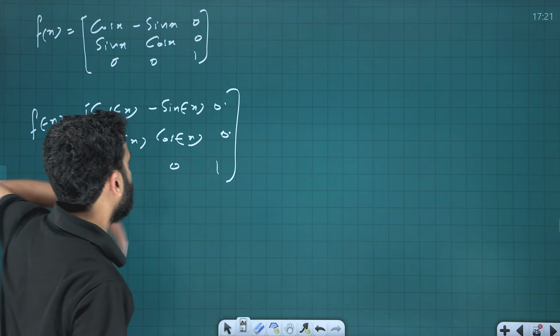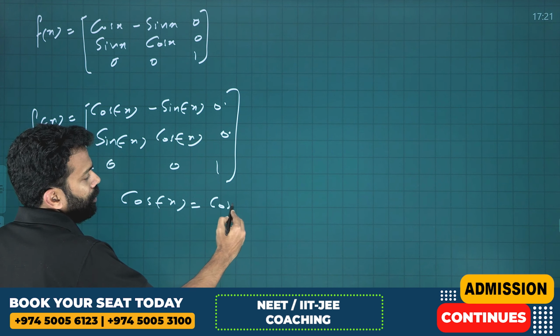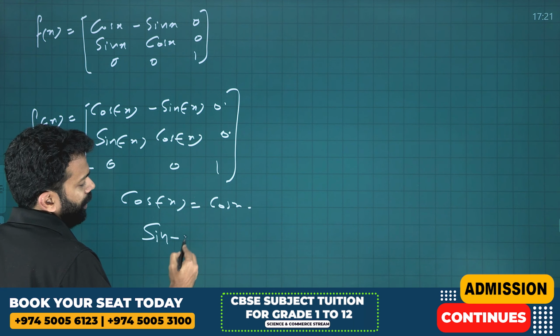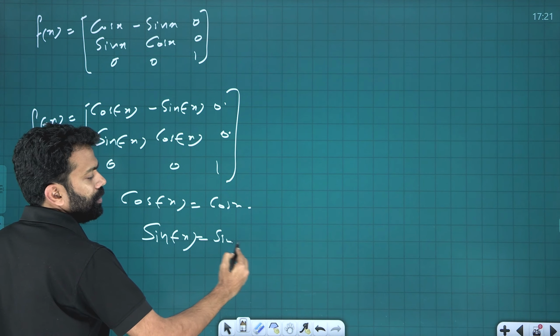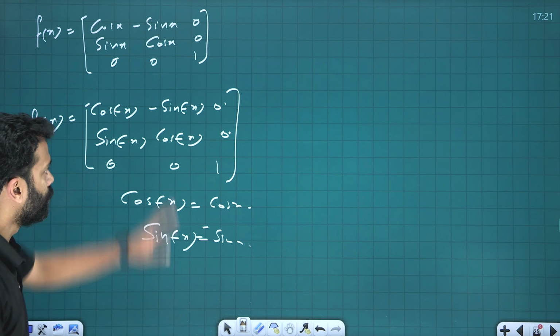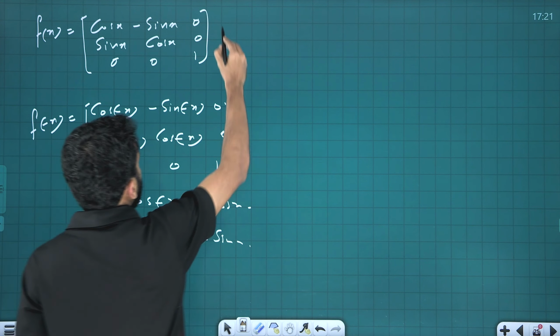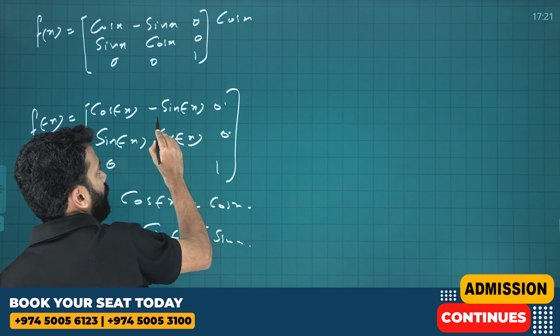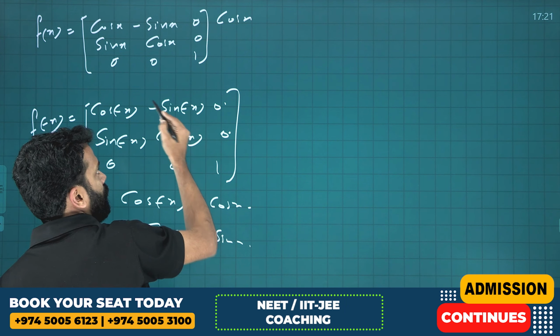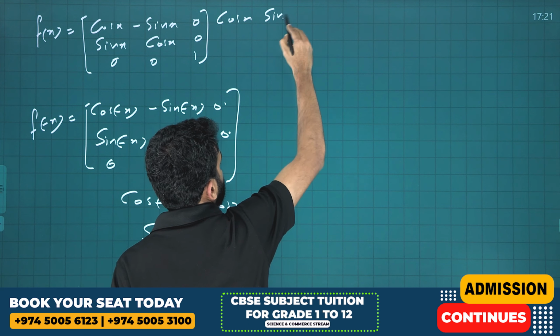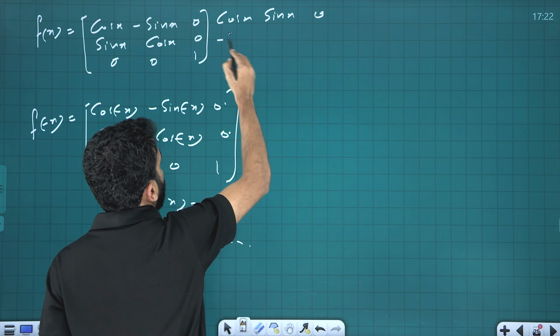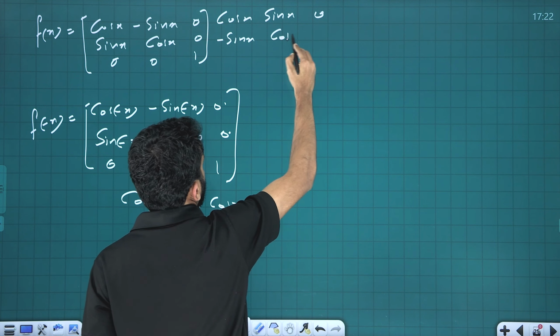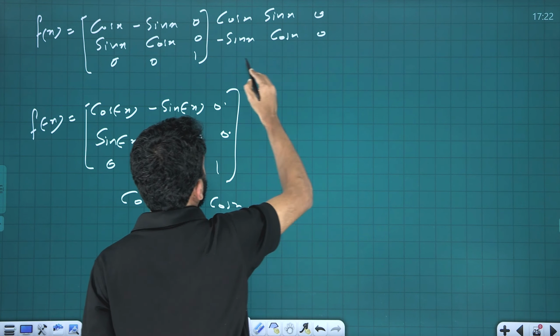You know what is cos of minus x, right? Cos of minus x is equal to cos x. And sin of minus x is equal to minus sin x. So apply both of that here and it will be cos x, minus of sin minus x, this minus will come here, it will become sin x, 0; and minus sin x, cos x, 0; 0, 0, 1.